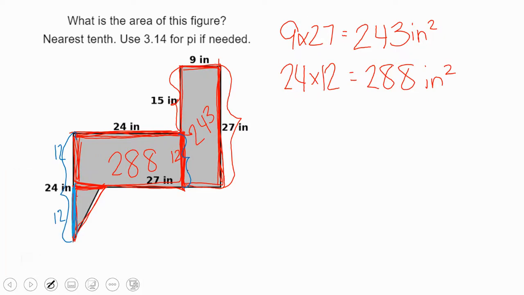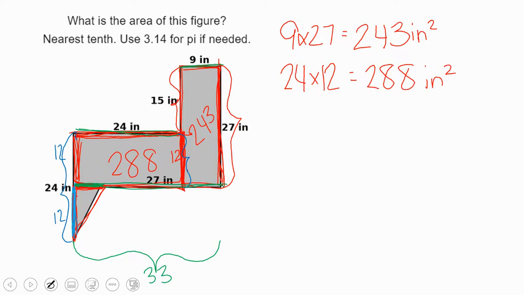And then I need to find this distance. Okay, so if I know that this is 24 and this is 9. So therefore, from this point of the shape all the way over to the other side, from here all the way over to here, has to be 33. Because 24 plus 9 is 33.